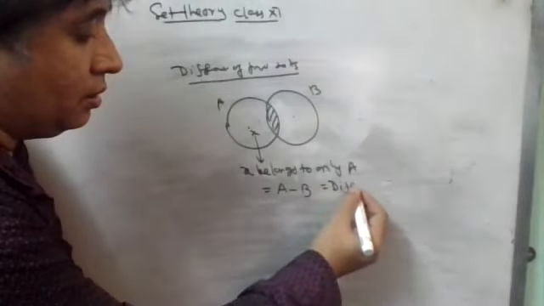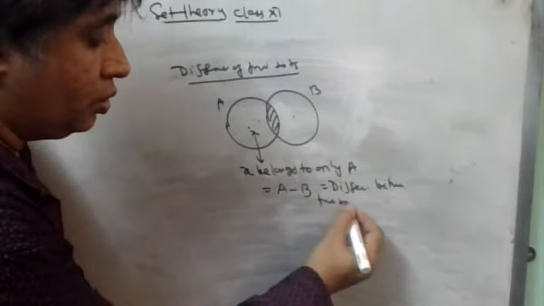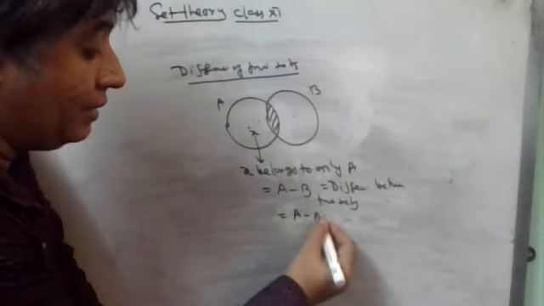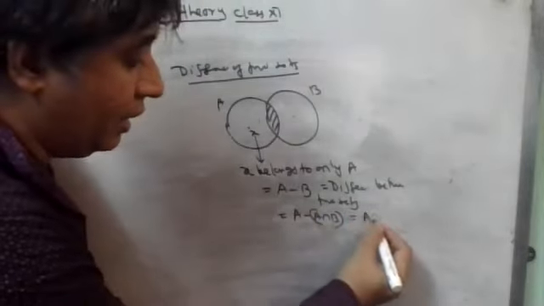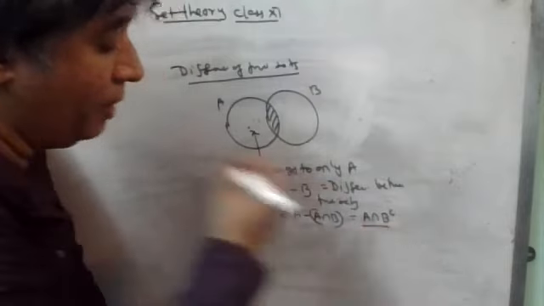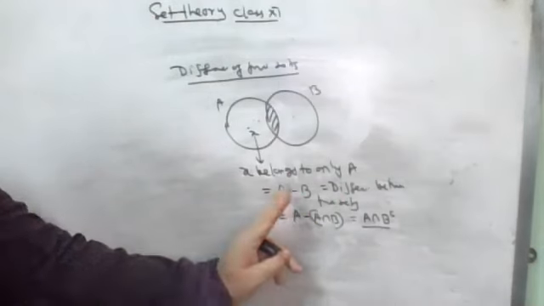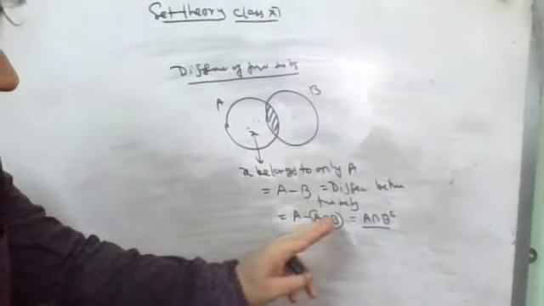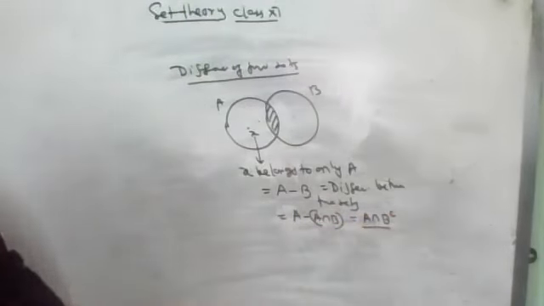Means difference between two sets. Means A minus A intersection B. That means A intersection B complement. So the difference between two sets can be expressed by A minus B, A minus A intersection B, or A intersection B complement.